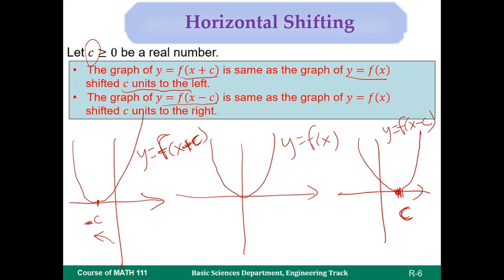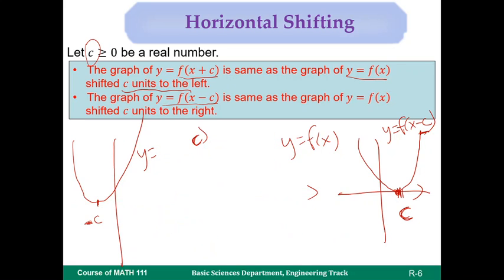Since it's plus, the students tend to make it this way. No, if it is plus, it will go to the left, and if it is minus here, it will go to the right. Okay, so be careful about this. This is the most common mistake here, because the students see it's plus here, so they think it has to go this way. No, it's plus here, it will go to the left. And if it is negative, it's minus c here, it will go to the right.